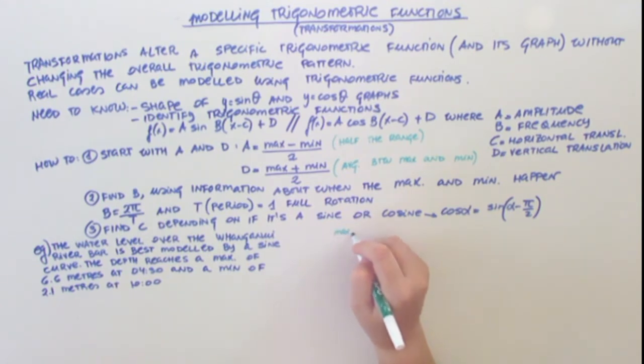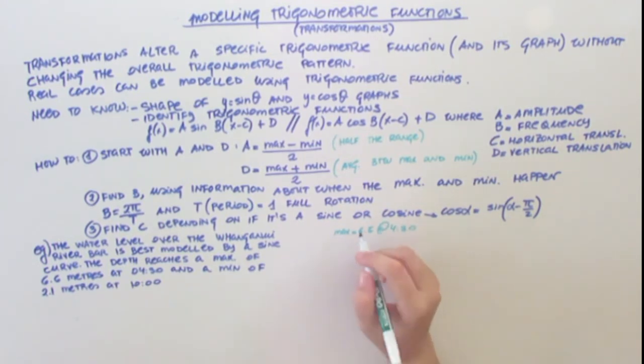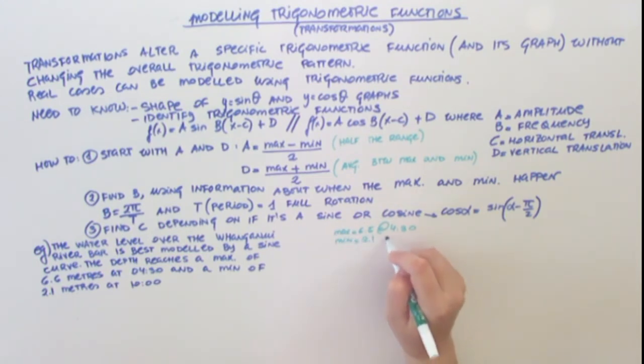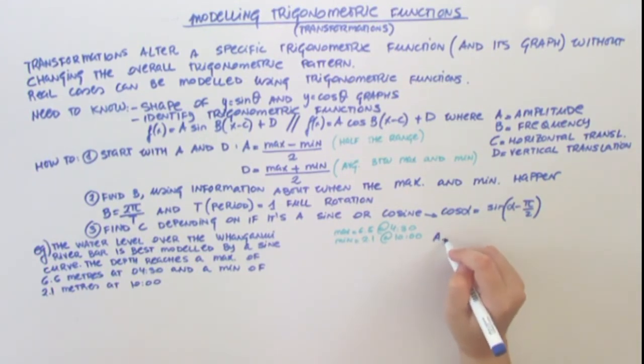If I collect the numbers together in my head or in a corner of the paper, I know that the maximum is 6.6 meters and it happens at 4:30. The minimum, 2.1 meters, happens at 10 o'clock. So I can do the first step and find a and d.